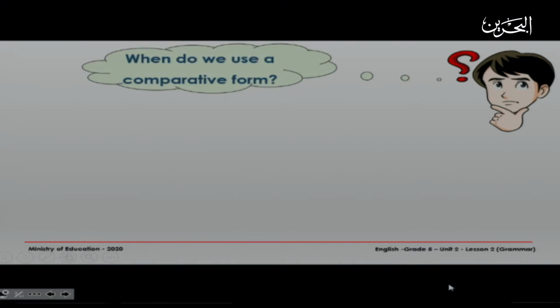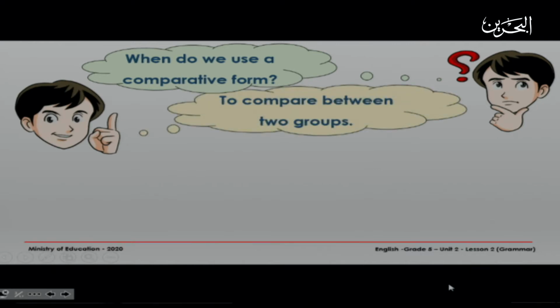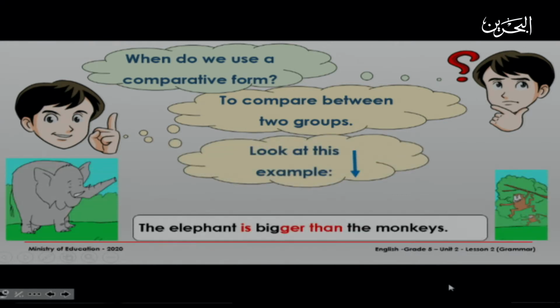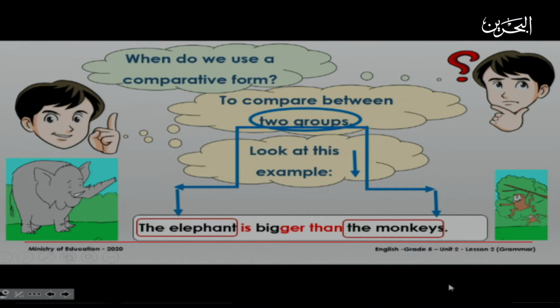When do we use a comparative form? What do you think? What is a comparative form? To compare between two groups. Excellent. Let's look at this example. We have here two groups, the elephant and the monkeys. Look at this example. The elephant is bigger than the monkeys. We are comparing between two groups.